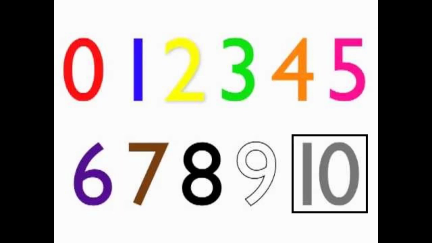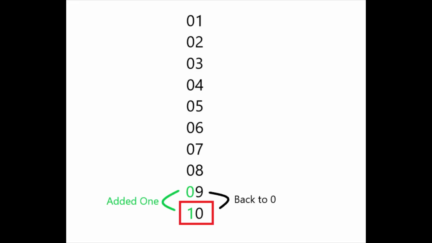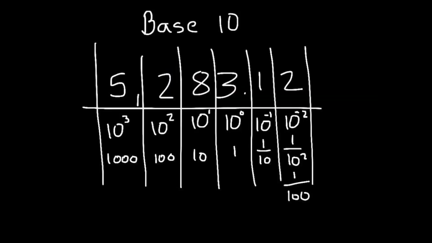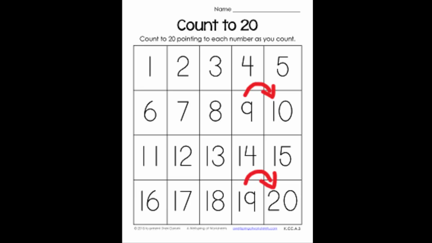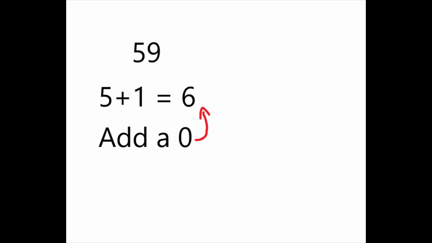So one of the first things I want to talk about is if you notice when we got to 10, we added a 1 to the left and went back to 0. We do this because we use what's called the base 10 decimal system. In this system, whenever we go past a 9, we add 1 to the left and start back over. For example, at 59, we add 1 to the 5 and go back to 0, so 60.